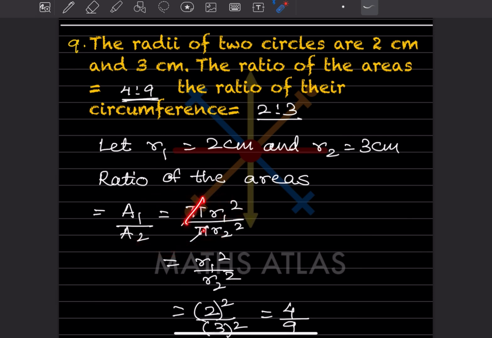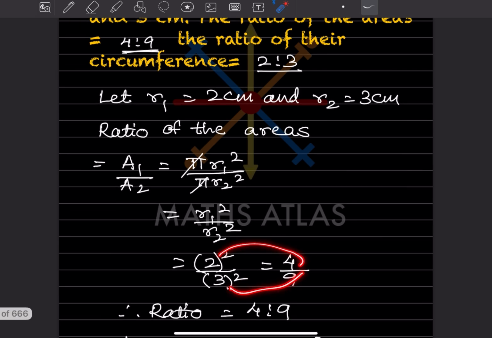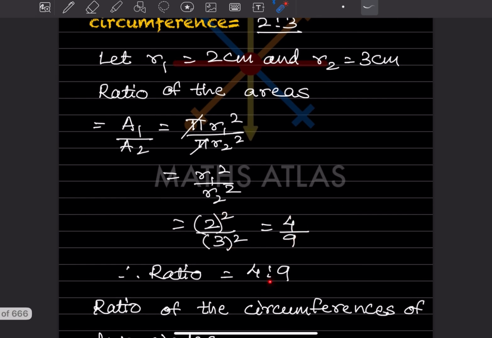Now pi gets cancelled. What remains is R1 square divided by R2 square. Now you know R1 is 2, so you take the square of 2, and R2 is 3, so you take the square of 3. That will be 4 by 9. Whenever we want to write the ratio, we say 4 is to 9. So this is the ratio.